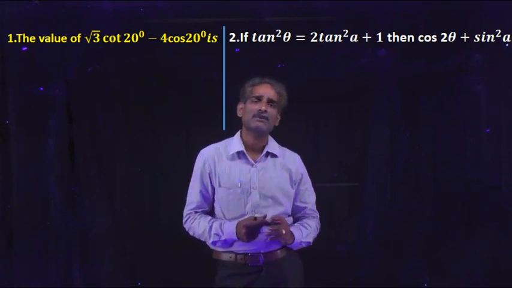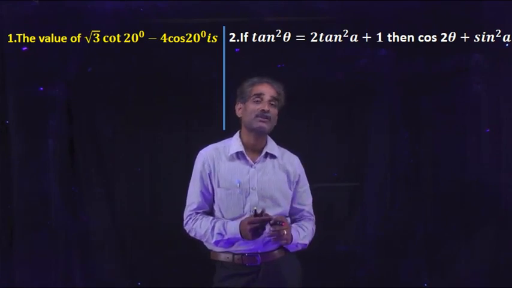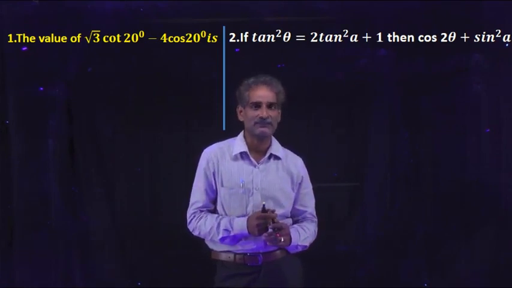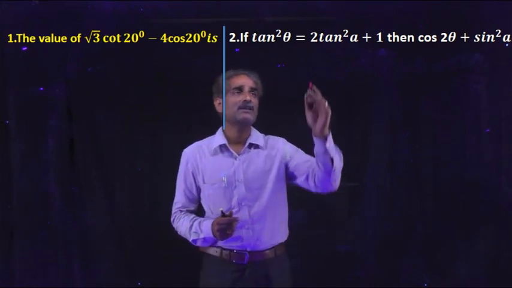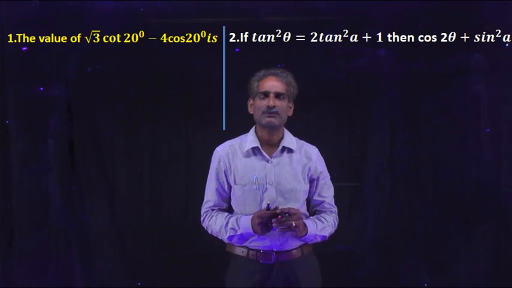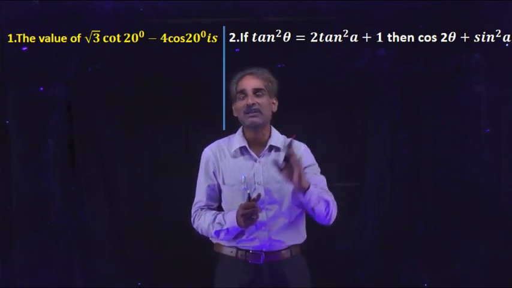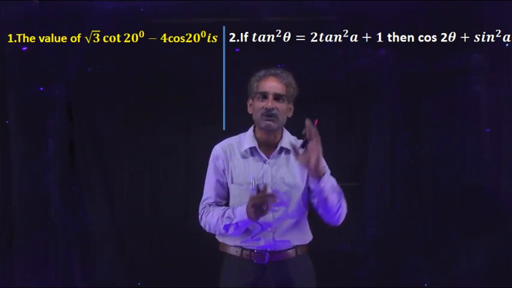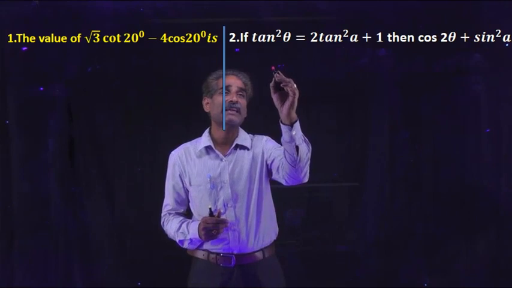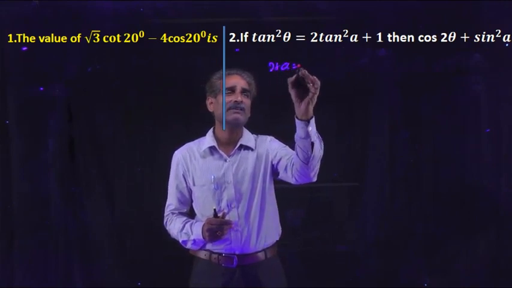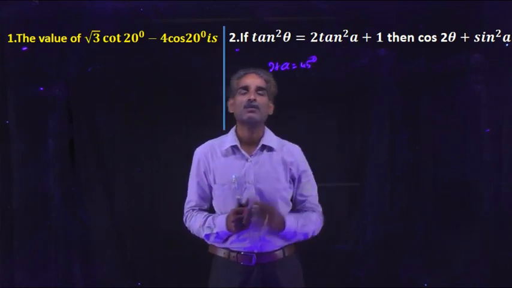Here we can solve this problem. You can find this value in two methods: one is the substitution method and the other is the direct method. First of all, I will give preference to the substitution method. Take any value, but it must be suitable and easy from the simplification point of view. Then only is it the correct substitution. So put a is equal to 45 degrees.